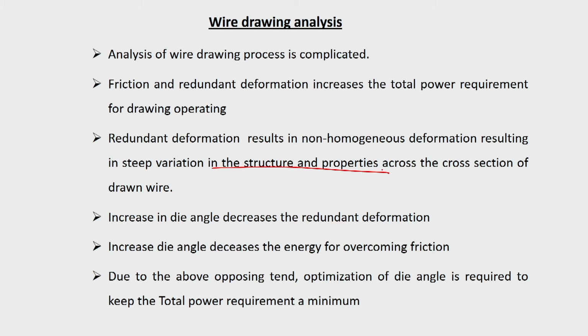Redundant deformation results in non-homogeneous deformation of the drawn wire, and this results in steep variation in the structure and properties across the cross section of the drawn wire. So, across the section itself you will find that the properties are different. If you look at the die angle, an increase in the die angle increases the redundant deformation.